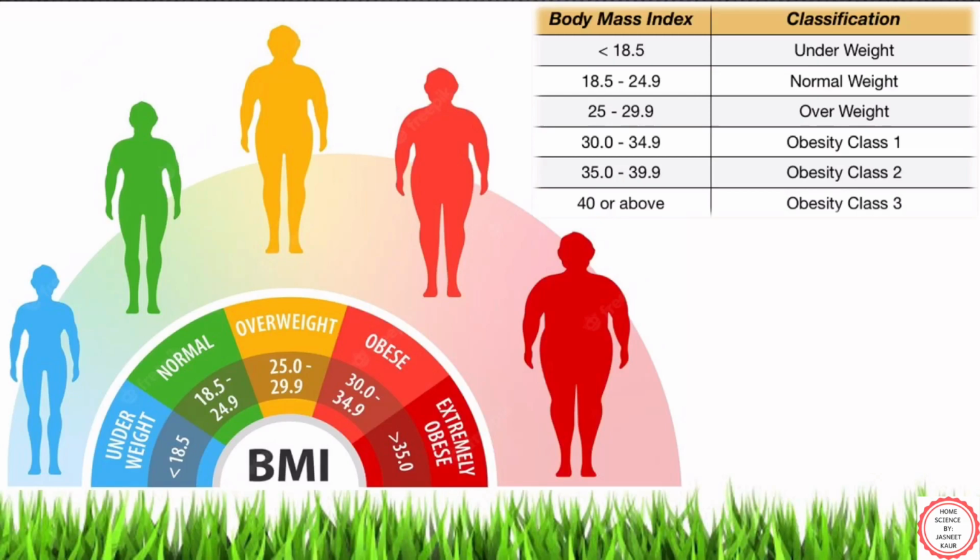Similarly, if the BMI of the person is between 30 to 34.9, it means one is class 1 obese. In obesity, we have three stages: obese 1, obese 2 and obese 3. And if it goes between 35 to 39.9 it means class 2 obese, and if it goes beyond 40, the person will be class 3 obese.